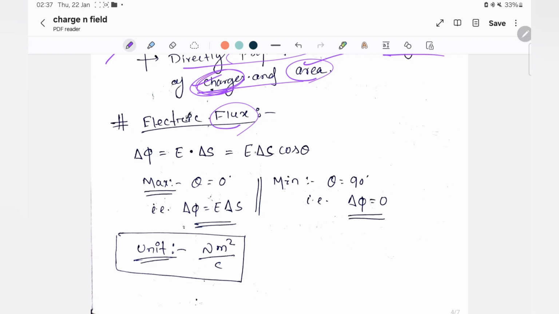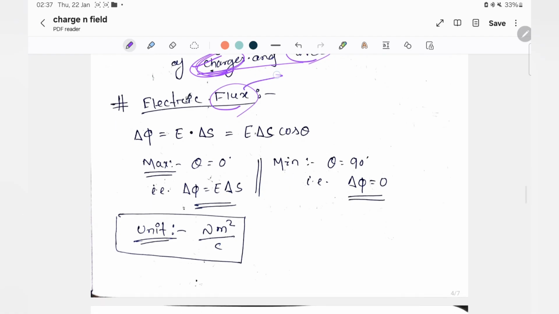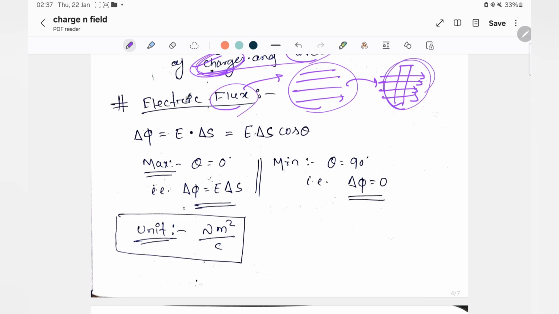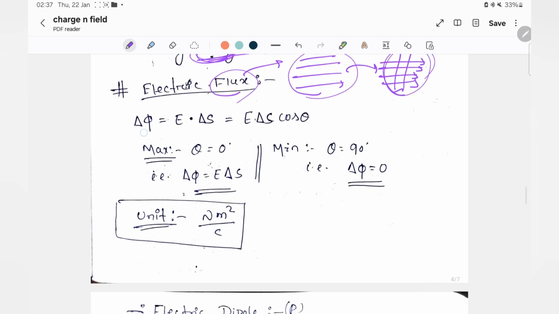What is flux? Electric flux. It is how many electric lines of force pass through a particular surface, so that is the flux. Its formula is E dot ds, E dot delta s. Okay, this is the dot product, so it involves cos theta. Theta is the angle between the electric field and the area vector.